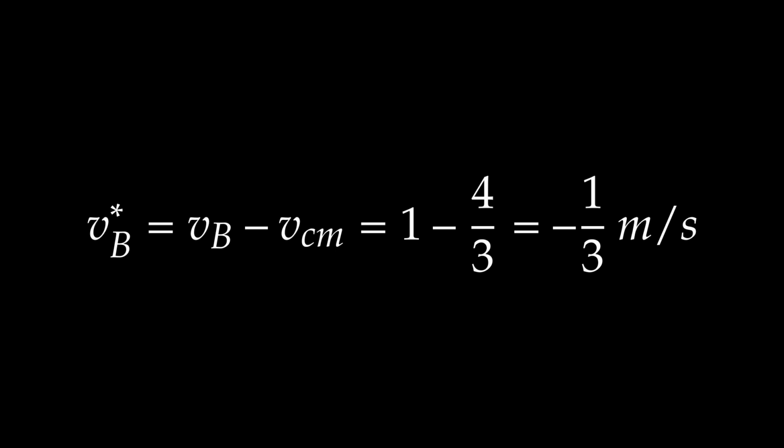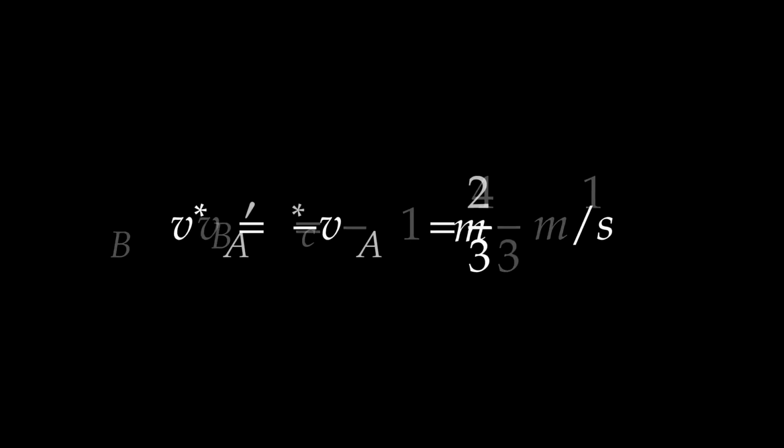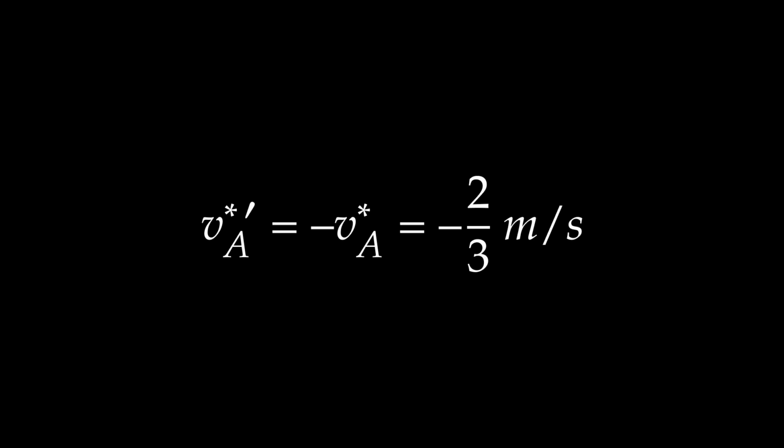They've just reversed direction. Which means that, I think I'll go to the middle of the board here, the velocity of A in the center of mass frame after collision, how do you like that, VA star prime, is going to be equal to the negative of the velocity of A in the center of mass frame before. It just reverses direction, which means the velocity of A in the center of mass frame after the collision is just negative 2/3 of a meter per second.